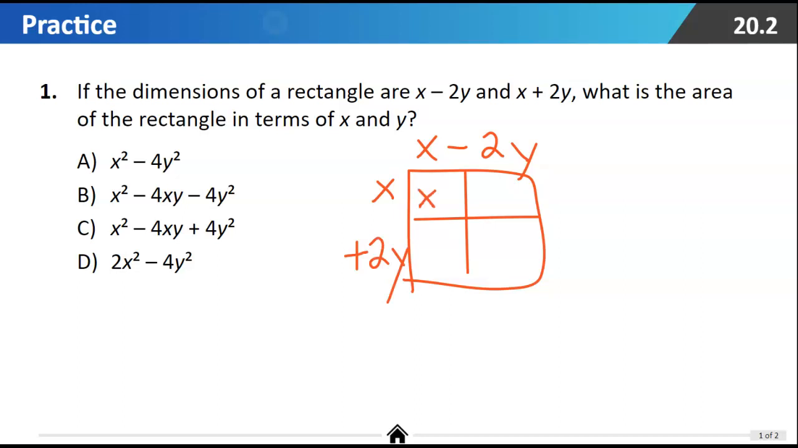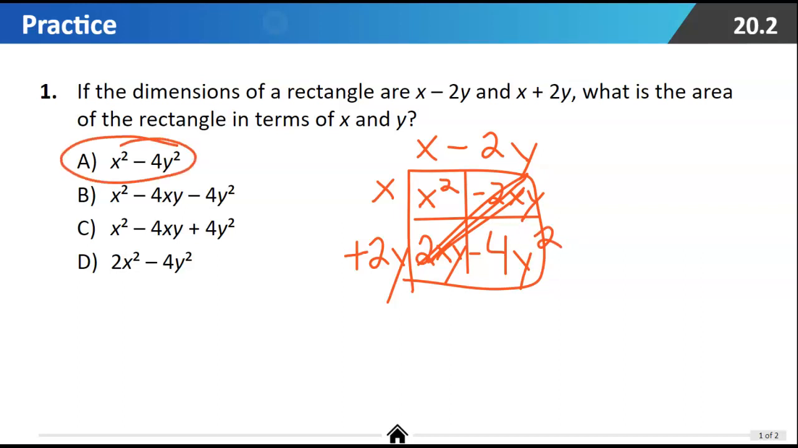This is going to give us x squared minus 2xy. X times 2xy is going to give us 2xy. Positive and negative, those are going to offset as a zero pair, and a negative 2 times positive 2 is going to be negative 4. Y times y is y squared. Leaves our answer as x squared minus 4y squared.